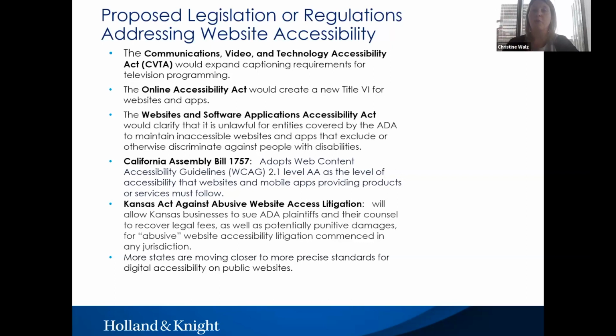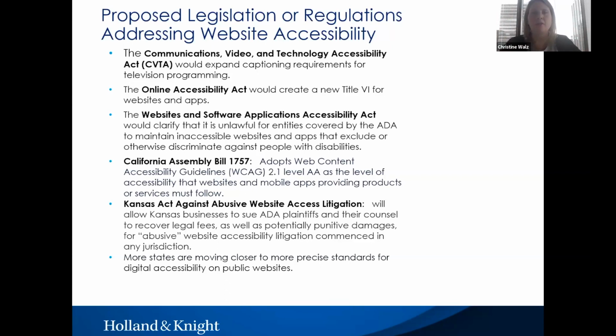And so for the most part, these lawsuits are settled because the fee shifting provisions of the Americans with Disabilities Act really encourage settlement. And I think most businesses want to make sure that their websites, or their products generally, are accessible to individuals with disabilities.